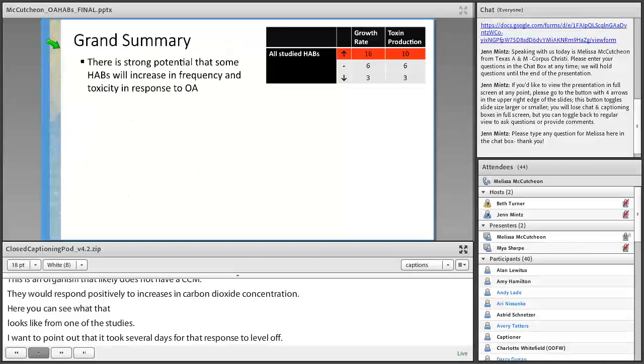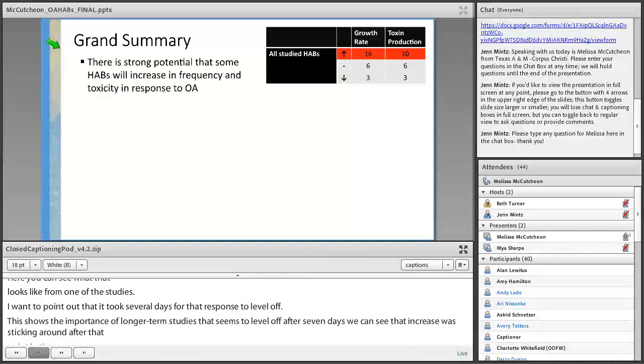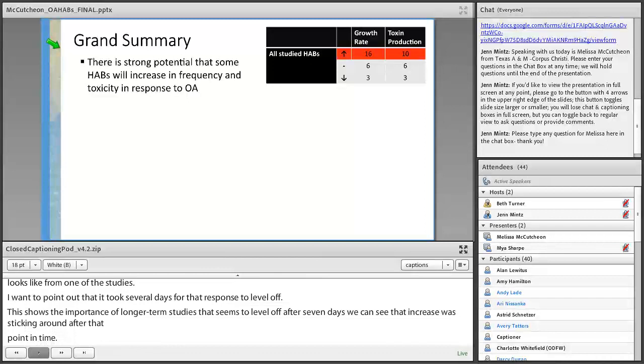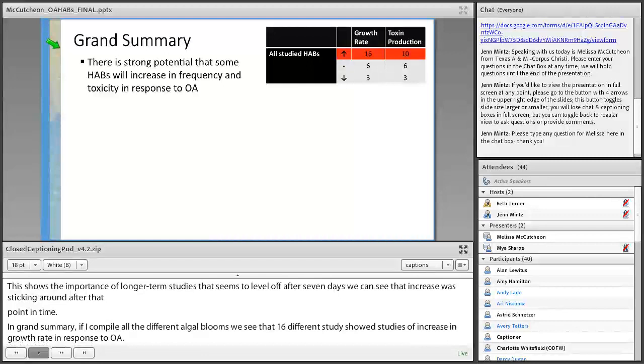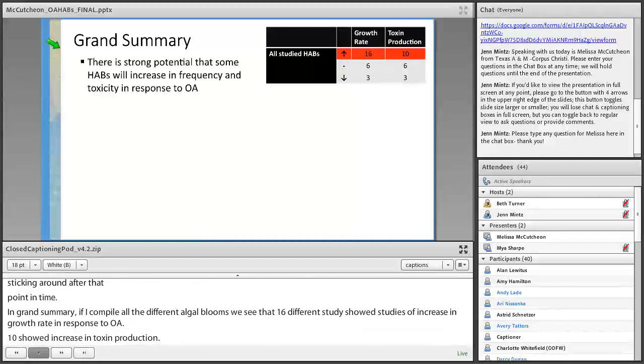So in grand summary, if I compile all of the different harmful algal blooms, we see that 16 different studies showed evidence of some type of increase in growth rate in response to OA. 10 showed evidence of increase in toxin production in response to OA. So there is a strong potential that some HABs will increase in both their frequency and toxicity.